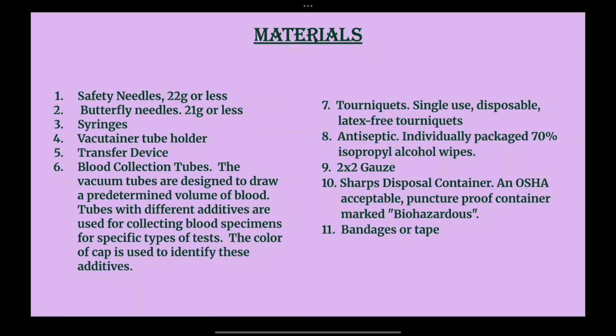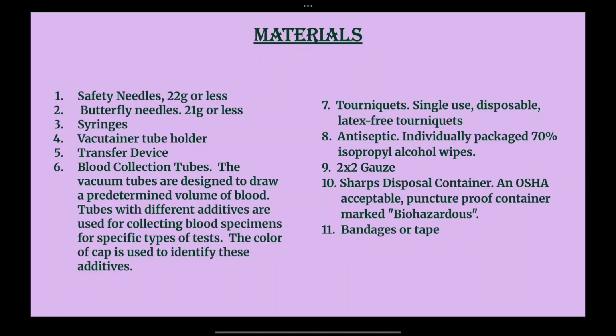Now the materials that are used for venipuncture are safety needles, which are 22 gauge or less, and these needles have caps on them in order to avoid injury to yourself while performing the blood collection. Butterfly needles are also used, which are 21 gauge or less, and we have syringes also to collect the blood. We have vacutainer tube holders to place the vacutainers in. Vacutainers are the blood collection tubes. There are also transfer devices to transfer the blood sample tubes to the laboratory.